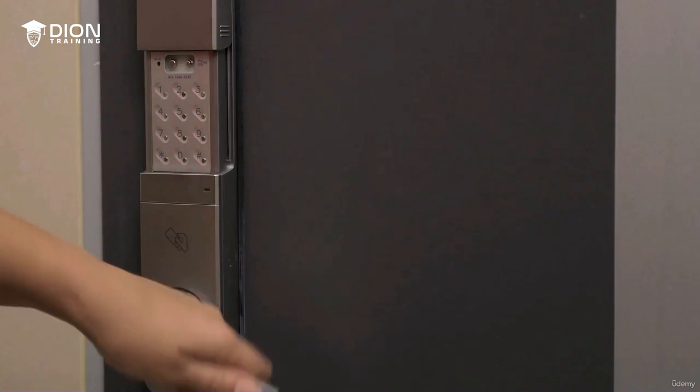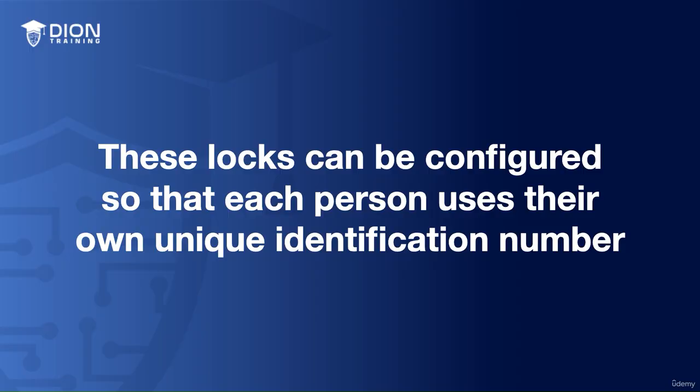Since it uses an 8-digit number, there's a 1 in 100 million chance that somebody could randomly guess my identification number. Also, these locks can be configured so that each person is using their own unique identification number to access our studio. This way, we can log all of that access into our entry log as a form of auditing and accounting so we know who is in the studio and at what time.